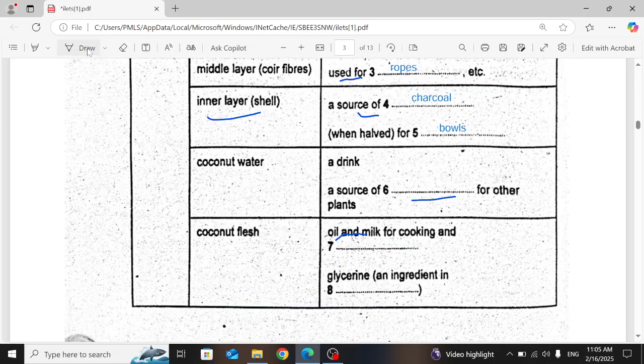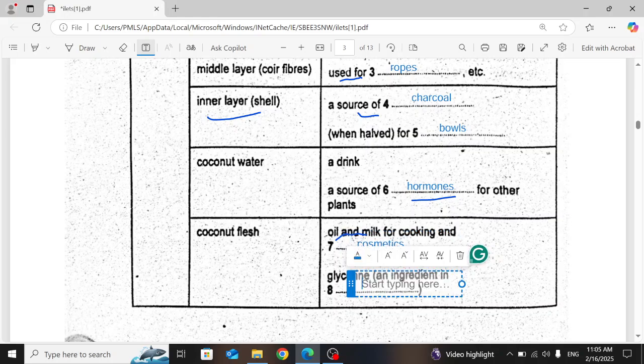Coconut water is a source of hormones. And coconut oil and milk are used for cooking and cosmetics. And glycerin is used in dynamite. Okay, let's read further. We have done with the first part. Now let's read further.